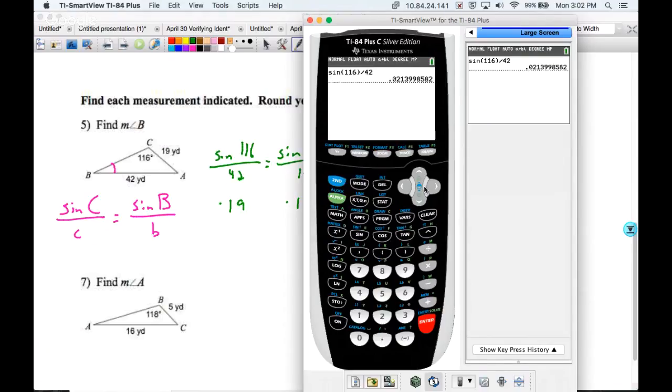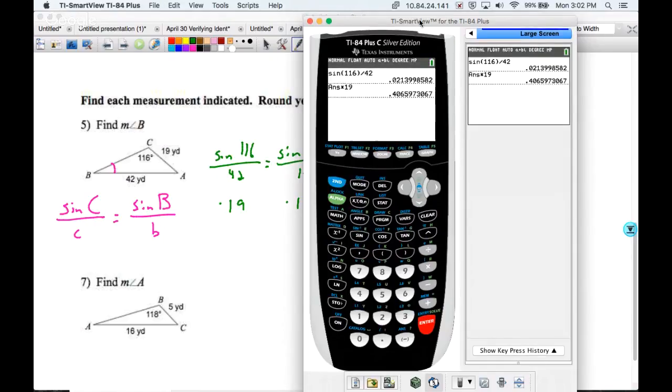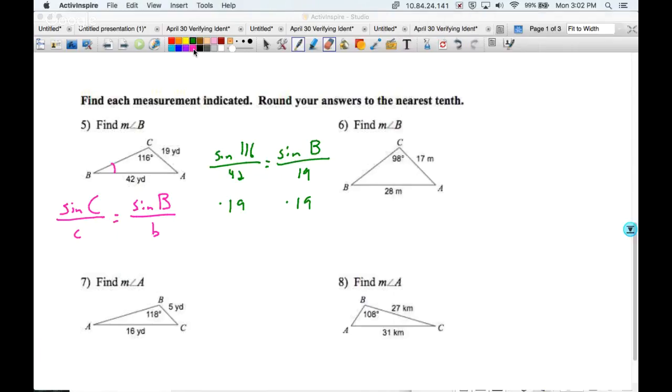And now this number here, I just keep it in my calculator. I say times 19, and I get 0.406. I'm going to keep that in my calculator. Let me actually write it out though. 0.406 equals sine of B. How do I get rid of a sine? Well, I do inverse sine.